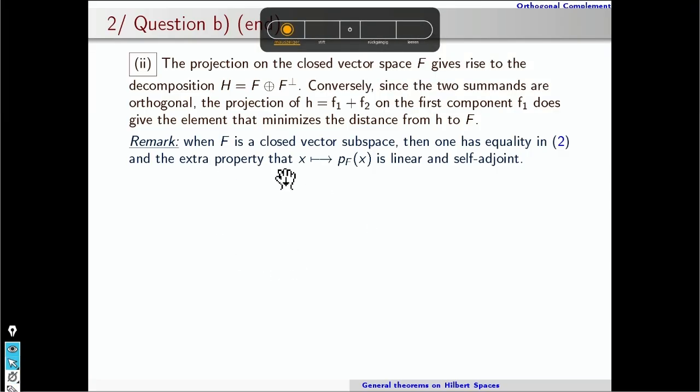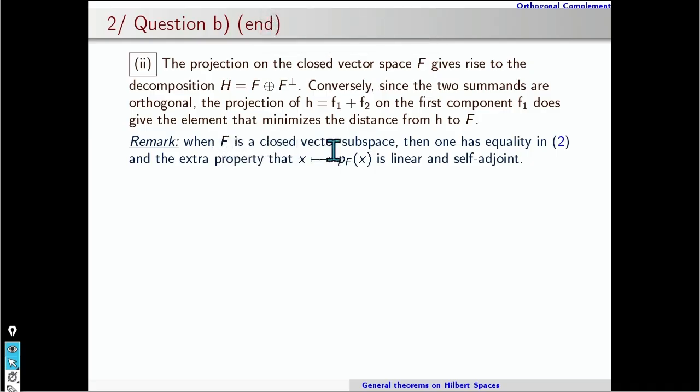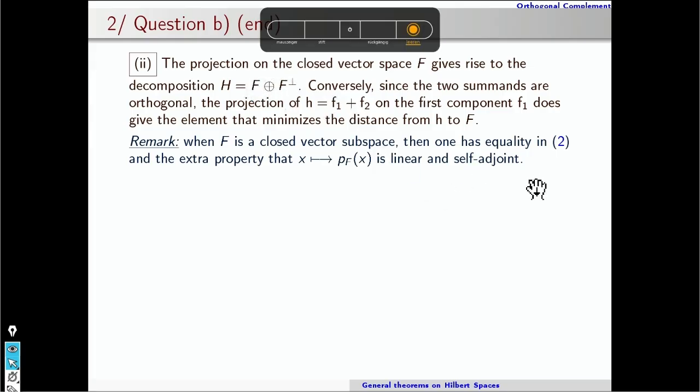Moreover, we see that in this case, when F is a closed linear subspace, then the projection map is linear, and we can even show that because those two spaces are orthogonal to each other, it is self-adjoint.